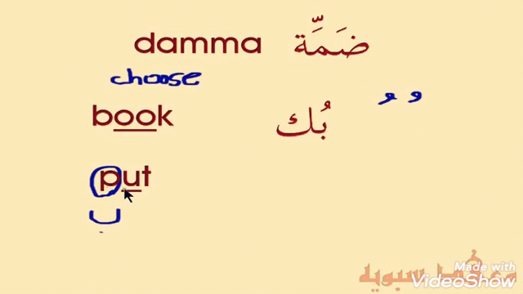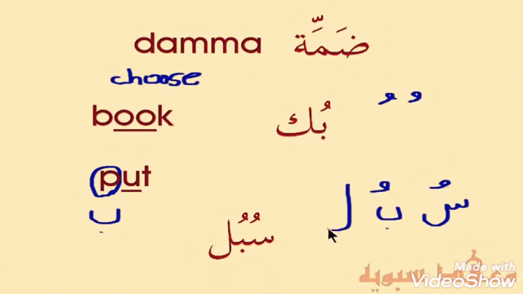Now let's just practice this. We have a word composed of 3 letters. Both of the first 2 letters are with a dhamma. If we break this up, there's a sin with a dhamma. Then there's a ba with a dhamma. And there's the lam. So to pronounce this has an S sound. So su, bu, and this is the lam, like the letter L. So subul.